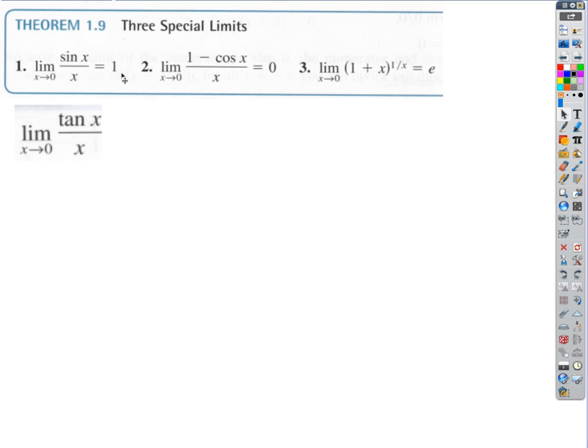Isn't 1 minus cosine x the same thing as sin x? No. 1 minus cosine squared would be sine squared, but it's not the same thing. There's a way, I'll show you a way, not right now.